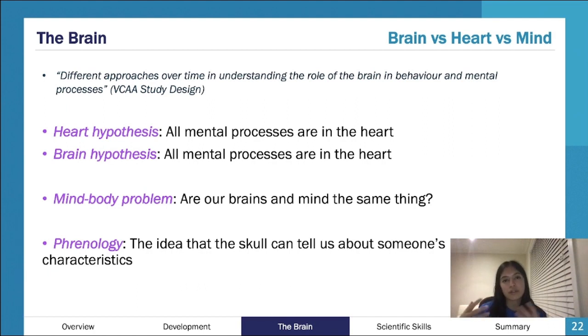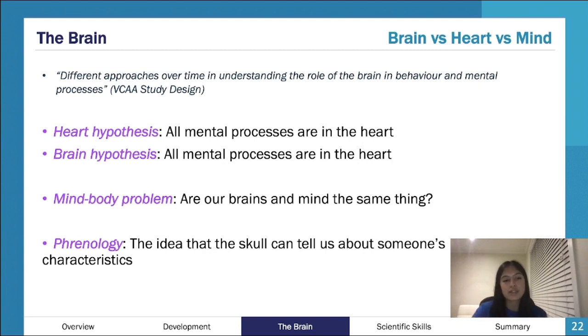Now we know this idea of obviously mental processes being in the brain and things like that. But it was this idea of, how does the brain interact with the body? Does the body influence the brain? Is the mind in the brain? Is the mind in the body? Is the mind, or is thinking, in the heart versus in the brain? So a lot of these questions were about understanding what the actual function of the brain was.